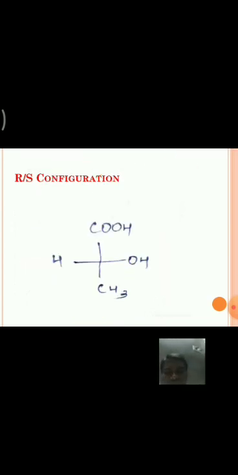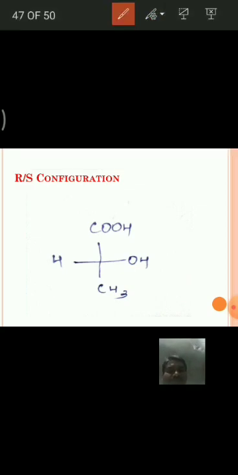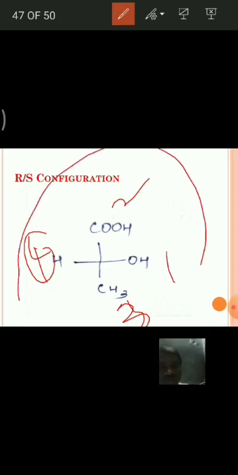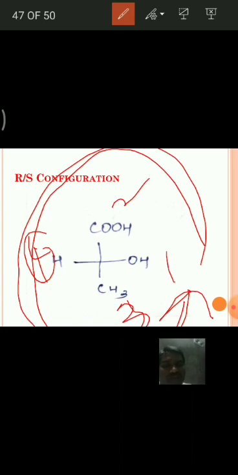Next, one more example. See here, in this again, if you assign the priority 1, 2, here this is 3, this is 4. Again the fourth is on the horizontal line, hence reverse. 1 2 3 counterclockwise or anticlockwise, hence it is configured as R. I think it is clear.